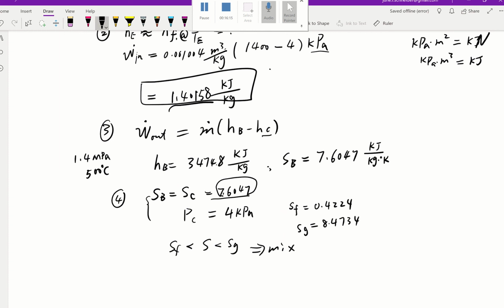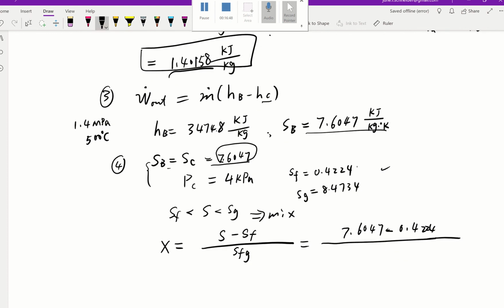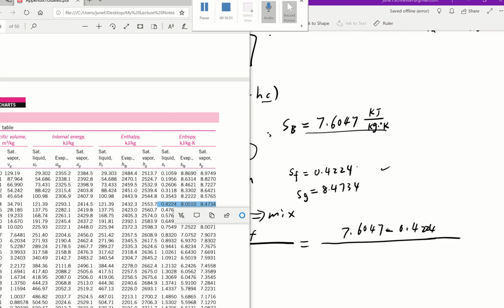In order to find HC, it's a mix, so we have to find a quality X. X is going to be our jumping board. X is going to be S minus SF over SFG. And what is our S? Our S shares the same entropy as B, which is this value, 7.6047. Our SF at this pressure is 0.4224. And our SFG will be SG minus SF, or you can take it directly from the table, which is 8.051.